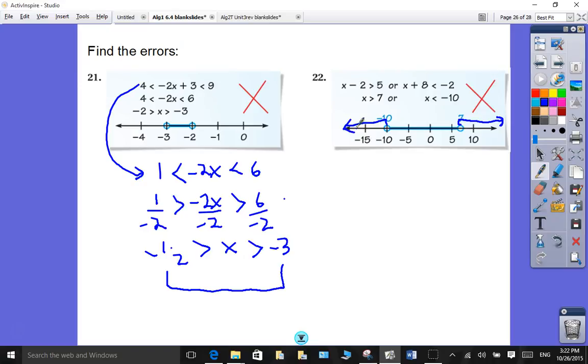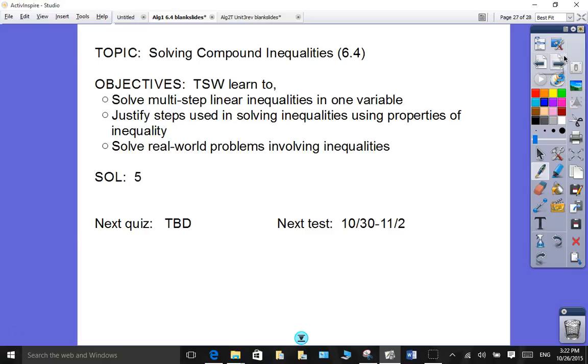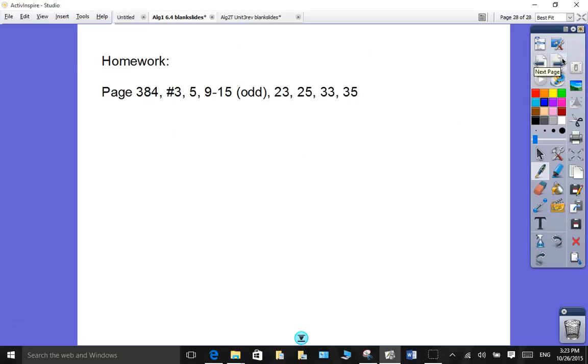Okay, and that should do it. So again, this might have been a new lesson for you today. Compound inequalities. And it is the last lesson of this unit. We will review next class and test the class after that. Homework is right there.